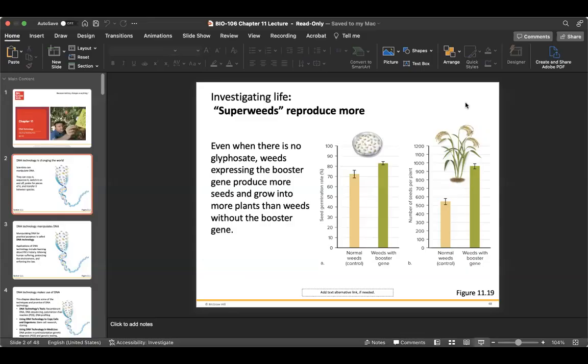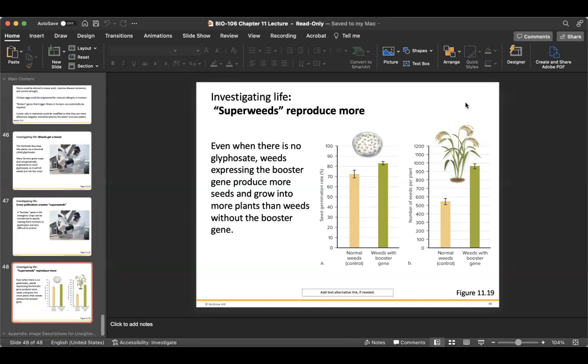Just to give you a little bit of an example of how, even in nature, you can have genes that are transferred from one organism to the next and can create evolutionary patterns where you get organisms that are more fit for their environments. Okay, that is it for this chapter.